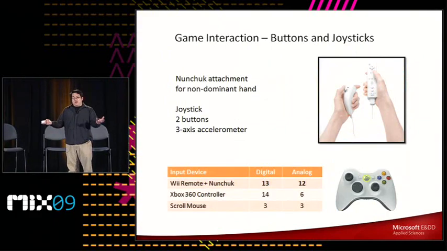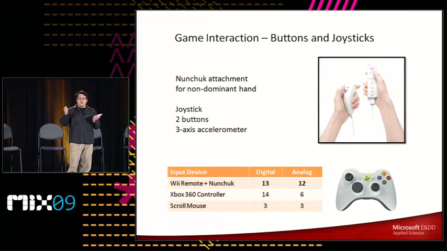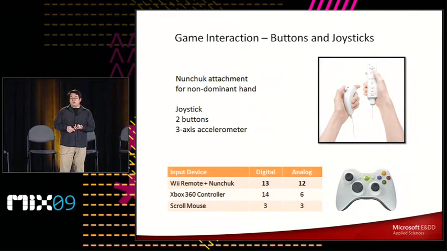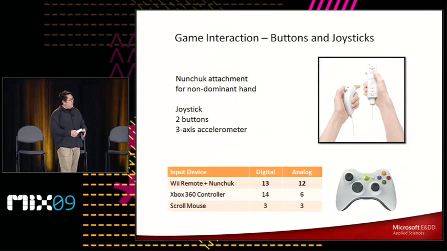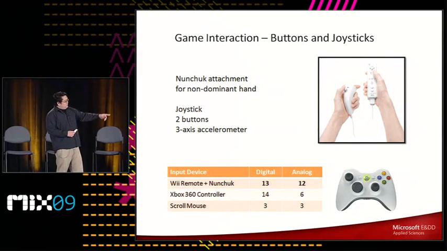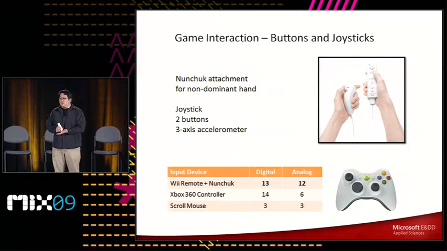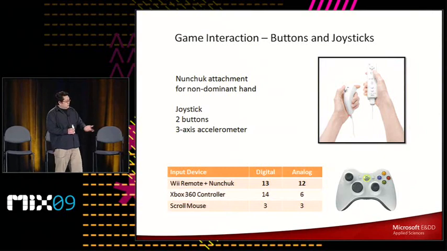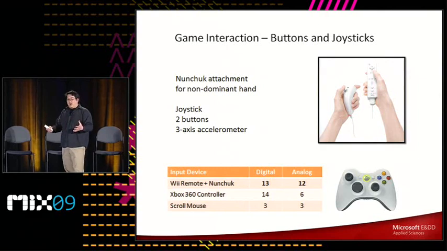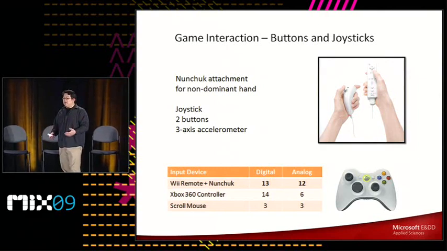If you actually look at the amount of data that's coming from one of these controllers, it's fairly impressive. When you combine this with the nunchuck attachment, you get the joystick. The nunchuck includes a joystick, 2 buttons, and another 3-axis accelerometer. So the Wii gives you 13 digital inputs and 12 analog inputs. That's quite a bit more bandwidth than even the sophisticated-looking Microsoft 360 controller. And just in comparison, the scroll mouse is only 3 digital, 3 analog inputs. So there's quite a rich amount of information you can get about input with these 2 in your hand.